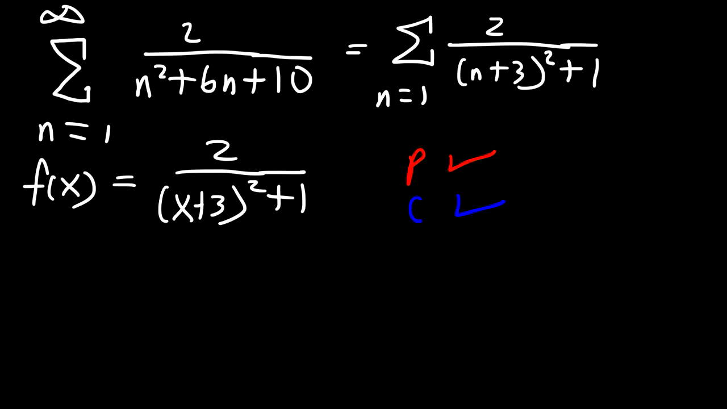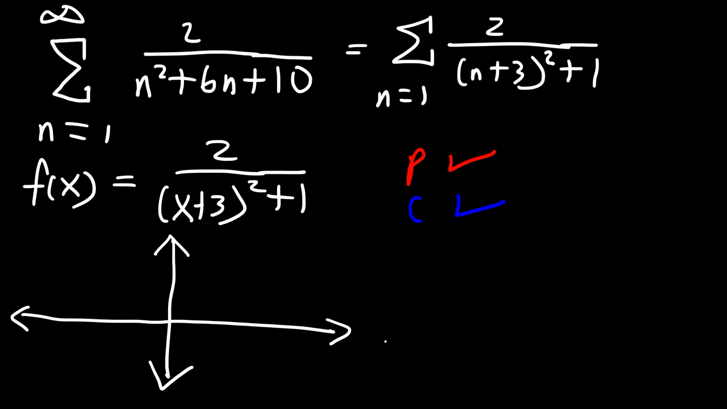Now, is it a decreasing function? The fact that it's a bottom-heavy function that's always positive indicates that it's a decreasing function. But if you want to, you can go ahead and find the first derivative. If you were to draw a rough sketch of the graph of this function, you'll see that at negative 3, it has its highest value of 2. Negative 3 plus 3, that's 0, and so it becomes 2 over 1. And so that's the maximum value of the function.